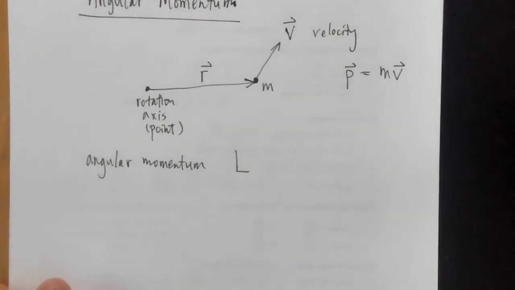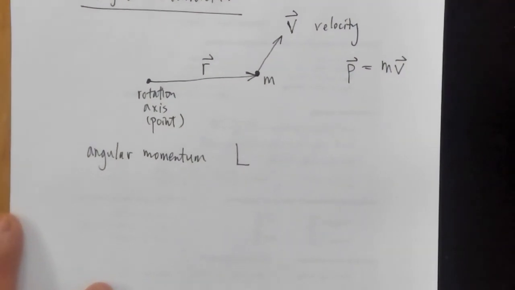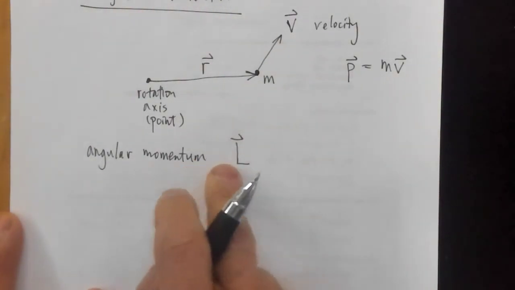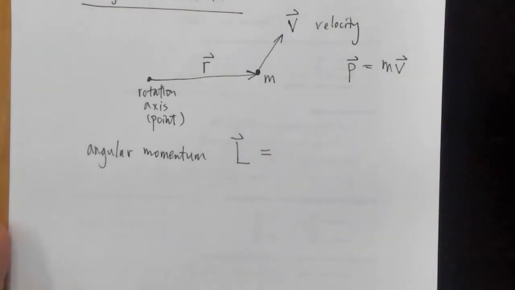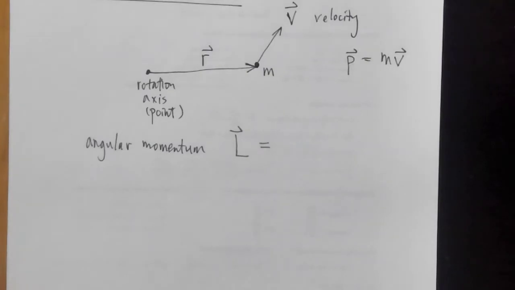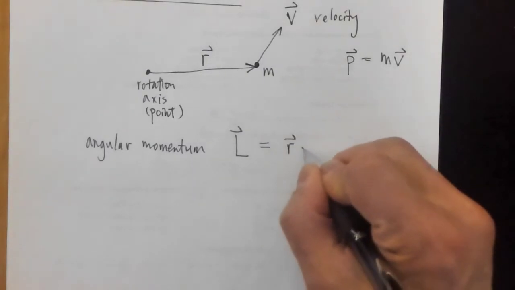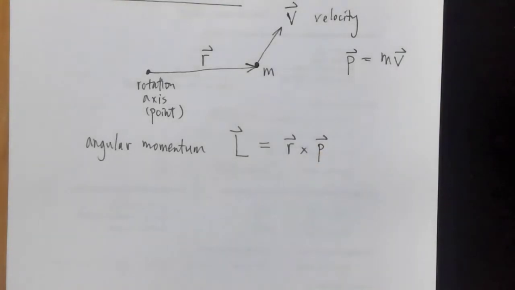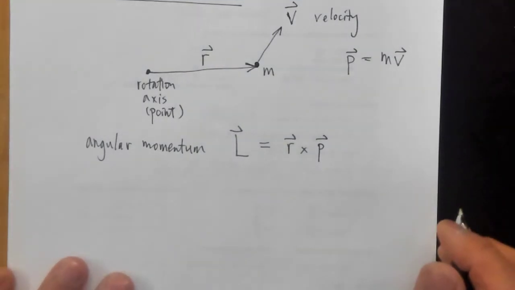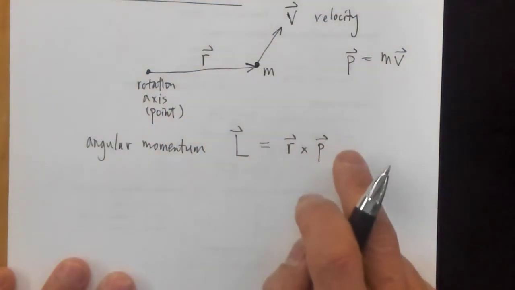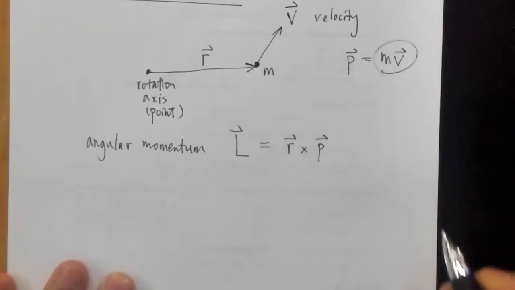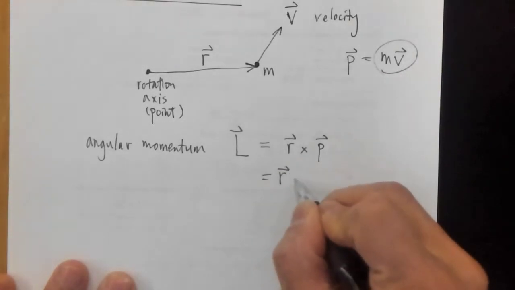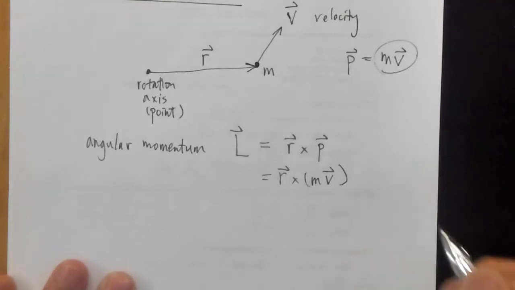The symbol we use for angular momentum is capital L. I'm not sure why it's capital L, but historically that's what they chose. There's an L in the word angular. That's probably how they justified using an L. And so it's the vector r cross the vector p, r cross the linear momentum. So this is the r you see here, and this is the momentum p. Now because the momentum is equal to m times v, this is r cross m times v.